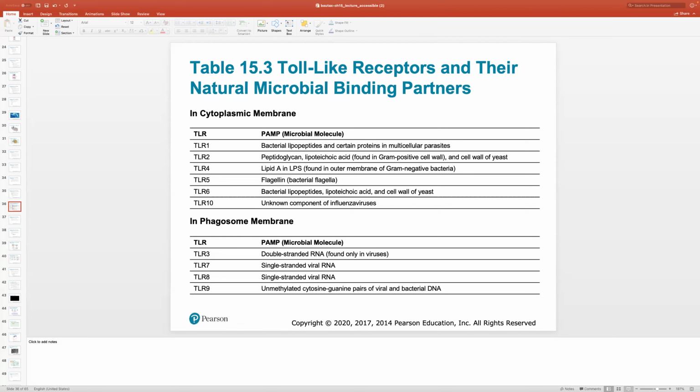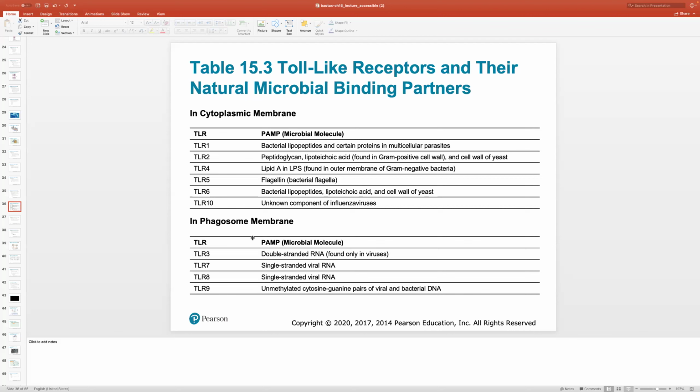Here you've got bacterial lipopeptides and then some proteins in parasites. This is peptidoglycan, lipoteichoic acid in gram-positive cell walls, and also yeast. Lipid A, which we found in the outer membrane of gram-negative bacteria. Flagellin, or bacterial flagella. Again, bacterial lipopeptides, lipoteichoic acid, and the cell wall of yeast. And then they don't know what it is, but influenza viruses have something on them that toll-like receptor 10 can glom onto and work.